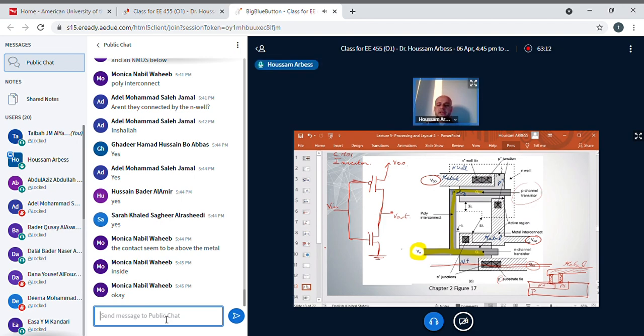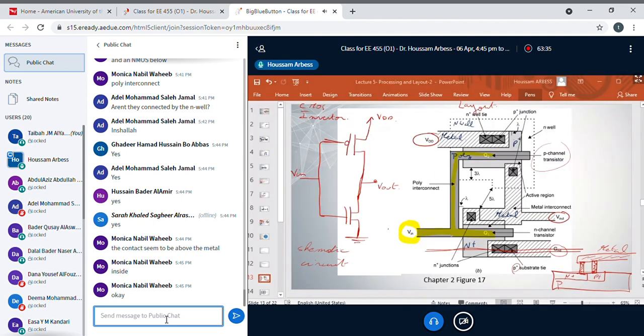Guys, please take a minute to check the sketch done here. So I will repeat, this one is called layout. And this one is called what? Schematic circuit. Please take a minute to check the connection and the circuit. Let me know if you have any question.